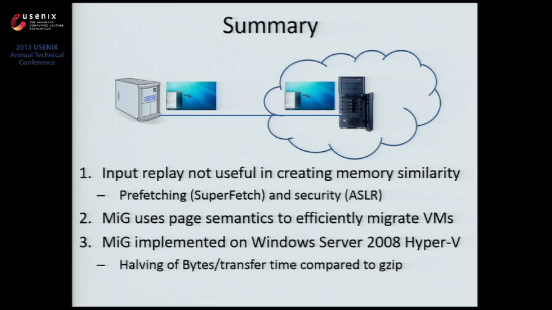To summarize, really the three key messages: input replay is not really effective for desktop migration because it is impeded by the randomness and non-determinism induced by prefetching and ASLR. So in modern OSes, input replay is not very effective. The second is, if you can use the page semantics, you can do much better in migration. For example, we have it on Windows Server Hyper-V, where we can halve the time and the bytes that you transfer compared to gzip. With that, I'll thank you and be happy to take questions.